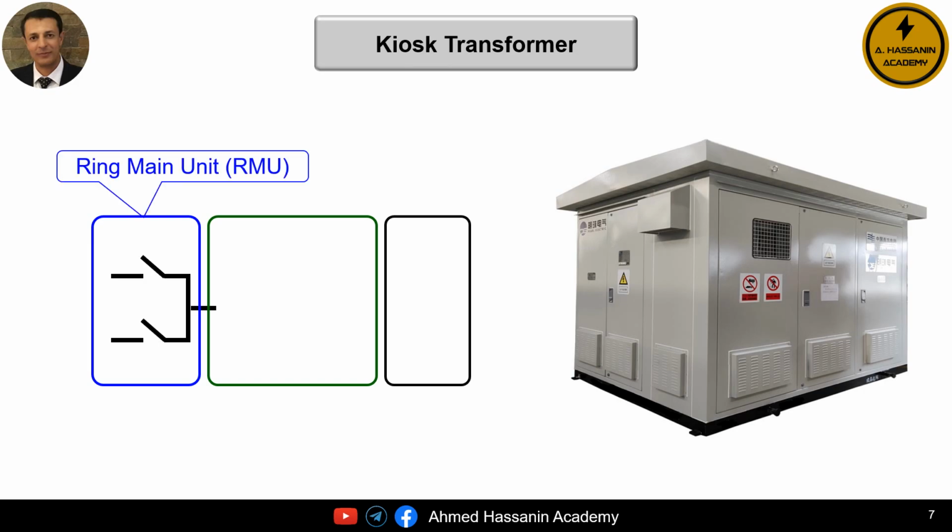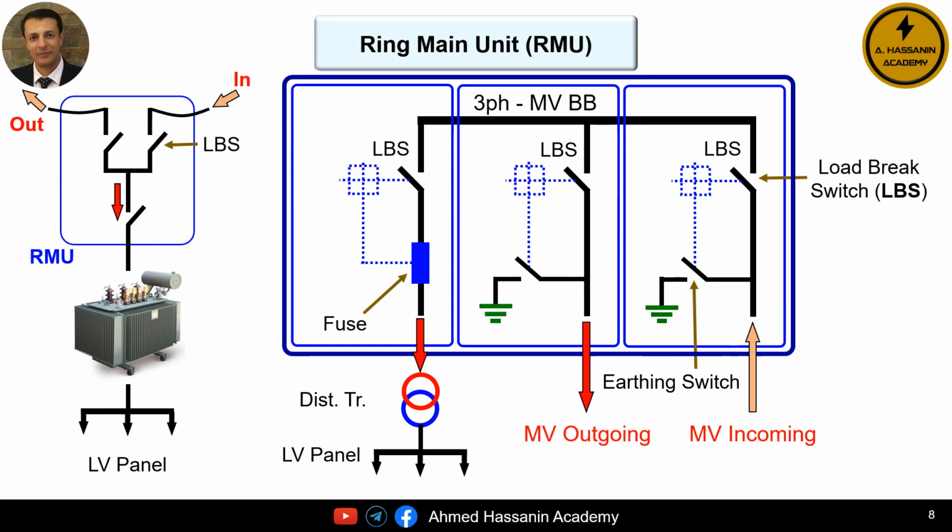The first part is the ring main unit, RMU, which is the main and essential unit for forming the ring system in the distribution network. In other words, the RMU is the section responsible for the incoming and outgoing medium voltage cables in the ring system. As we can see, the ring main unit, RMU, consists of 3 parts. The first part is for the incoming medium voltage cables, whether coming from the medium voltage switchgear or from the previous kiosk transformer in the ring system.